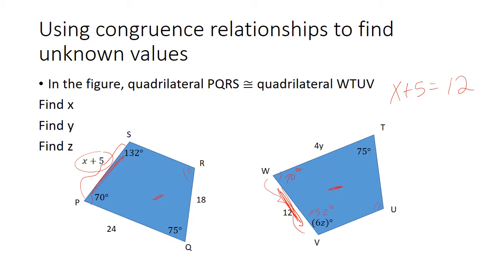We need to get our x all alone, so I'm going to subtract 5 from that side, which means I have to subtract 5 from that side. That gives me x is equal to 7. So that's finding x, so x is equal to 7.